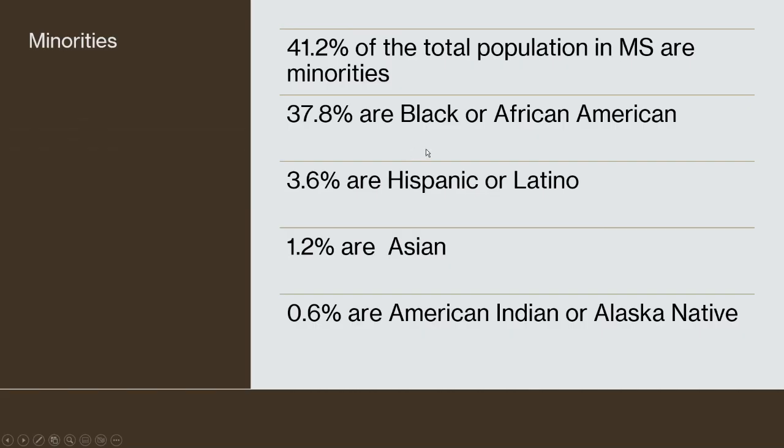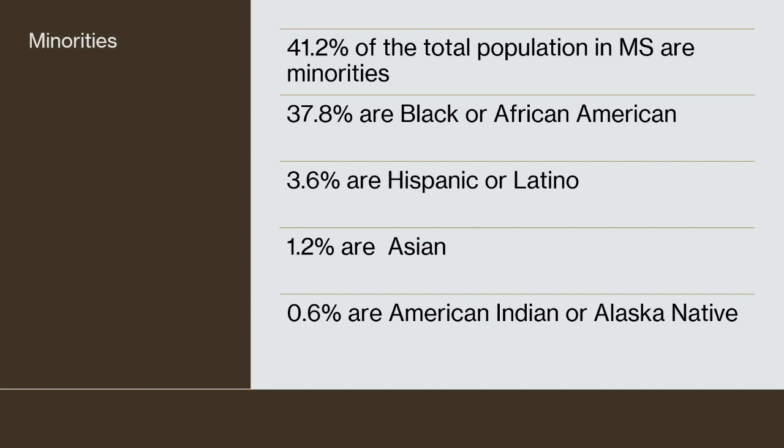And then here we can look at some of the minorities. 41.2% of the total population in Mississippi are minorities. 37.8% are Black or African American. 3.6% are Hispanic or Latino. 1.2% are Asian. And, excuse me, 0.6% are American Indian or Alaskan Native.